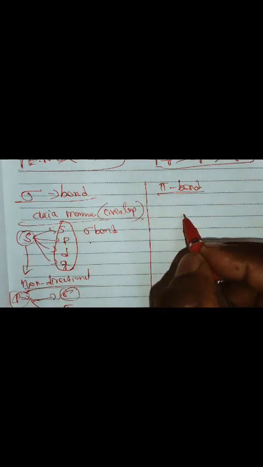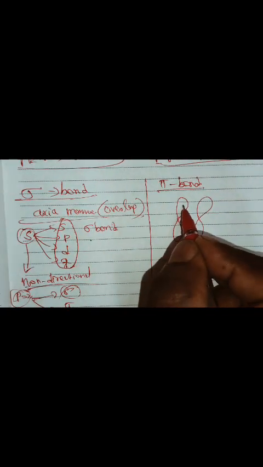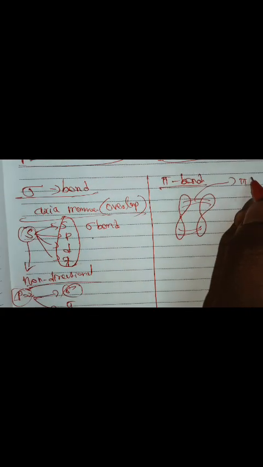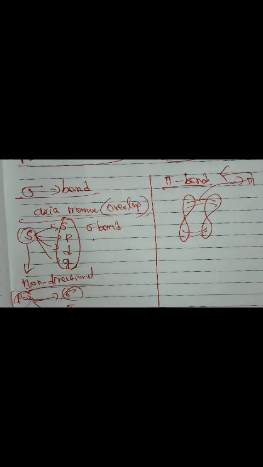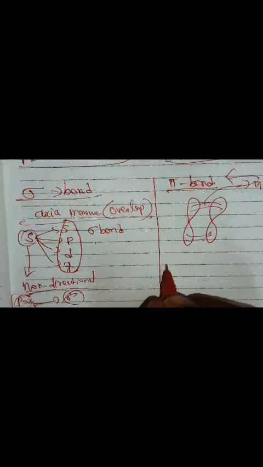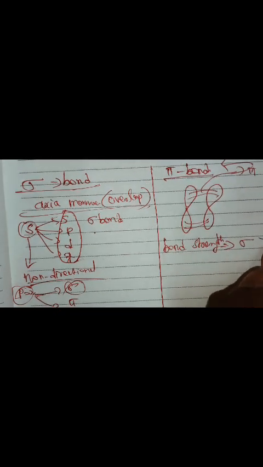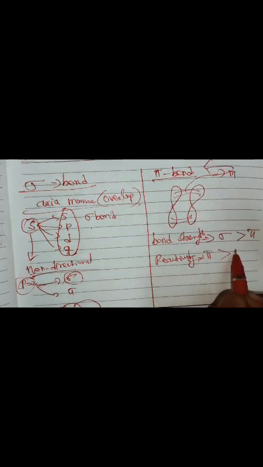And the pi bond is lateral overlapping or sidewise overlapping. For example, there is an orbital lobe on one carbon and another orbital lobe on another carbon, and their sidewise overlapping is for the pi bond. In general, the bond strength of a sigma bond is greater than that of a pi bond. So the reactivity of a pi bond is greater than that of a sigma bond.